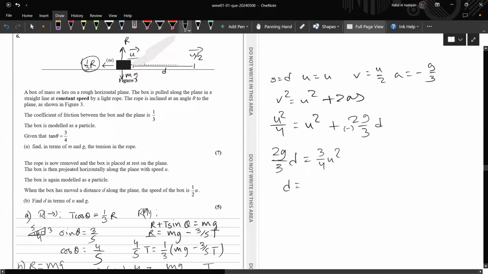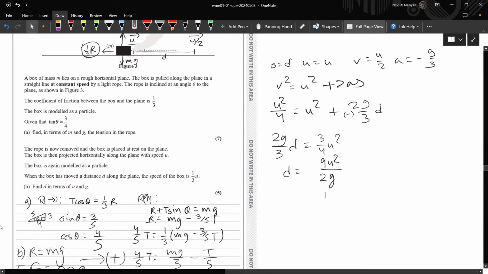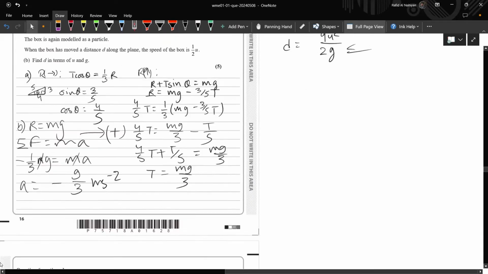Therefore, d is going to be 9/8 u squared. And that should be my d in terms of u and g. Wait, where is g? Oh, yeah, my bad. There's a g, I forgot to write this down. So it's 9u squared by 2g, and I actually remember getting this answer. Oh, such a relief. So that's my final answer. Let's move on to the next one.